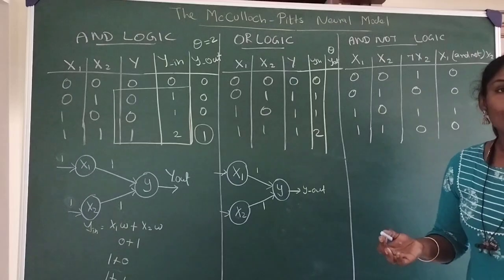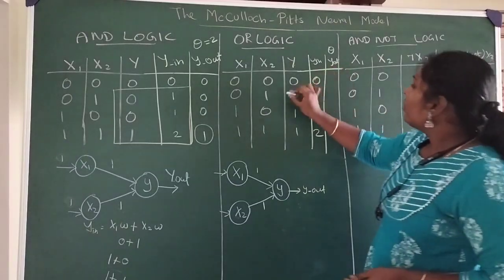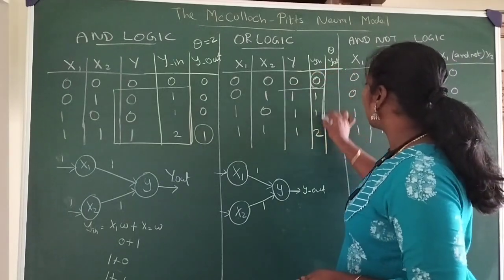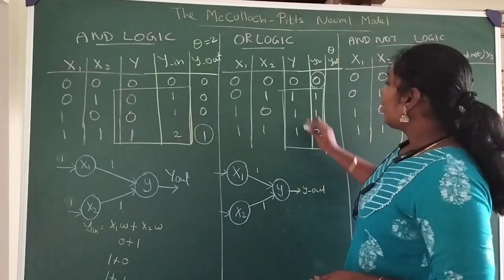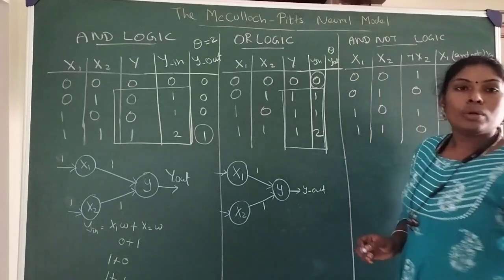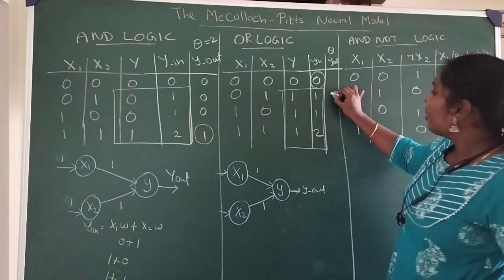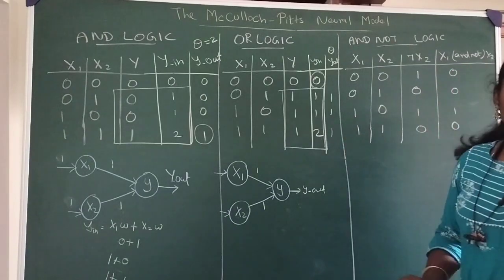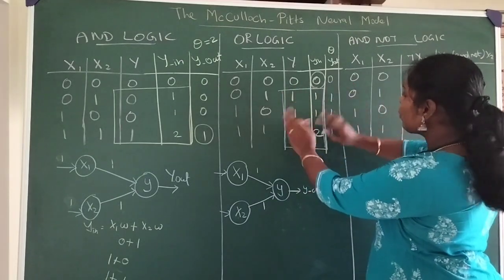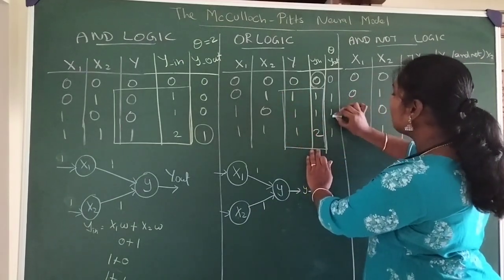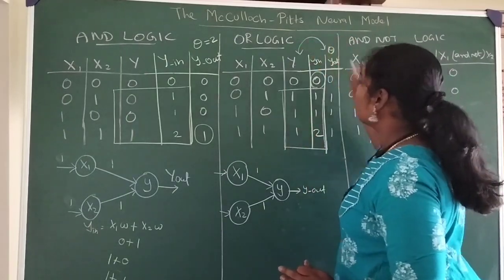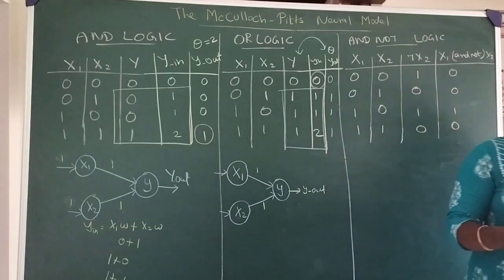And what is the expectation of your OR logic? Only for this category I want 0. For all the remaining patterns, I want the output to be 1. So I can set a threshold as 1. When the value is at least the threshold, your neuron fires. That is, your output can be taken as 1. Now it matches. See, for 0 it is going to be 0. When it is 1 or more, your output you are going to send is 1. So now I got the exact output that is needed for OR logic. So this is how a McCulloch-Pitts neuron works.